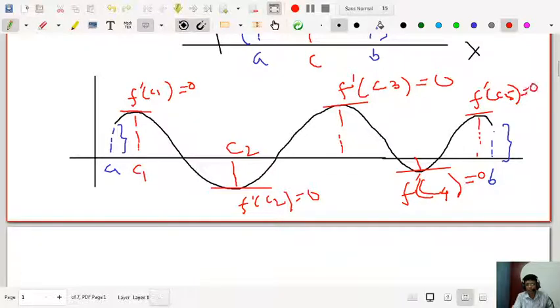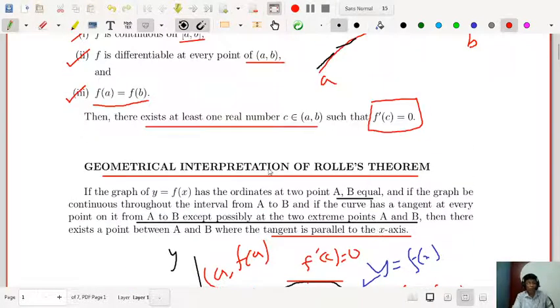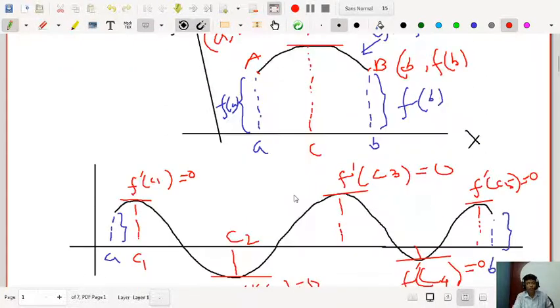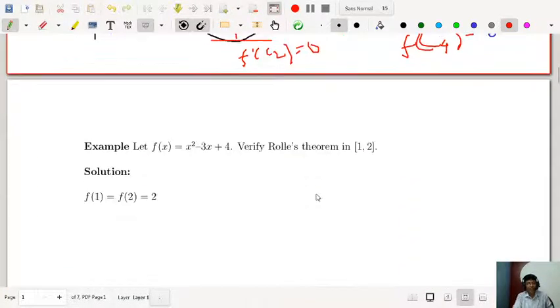So this is the geometrical interpretation. That is why in Rolle's theorem it is stated that at least one. So it can be more than one, right? So this is the beautiful geometrical interpretation of Rolle's theorem. Let's now have an example.